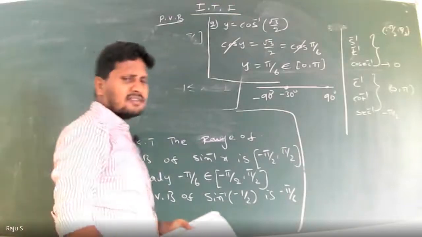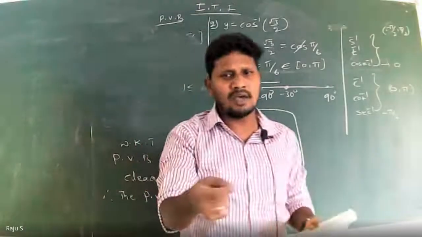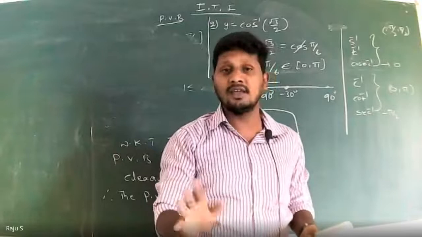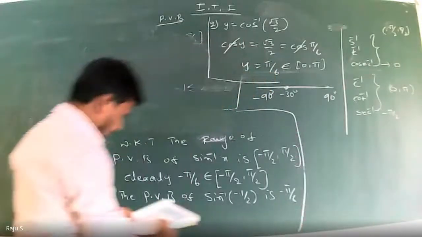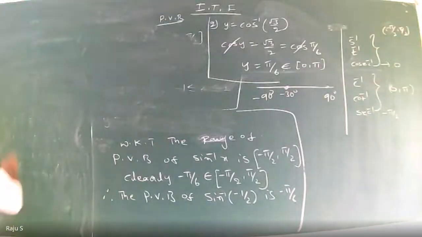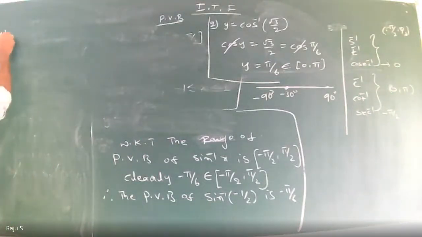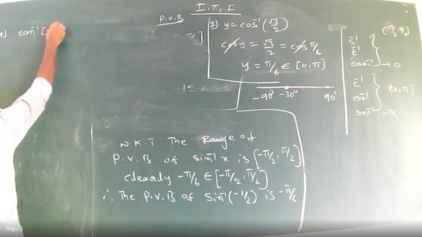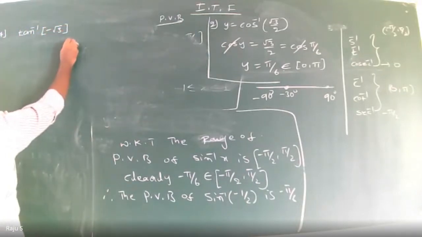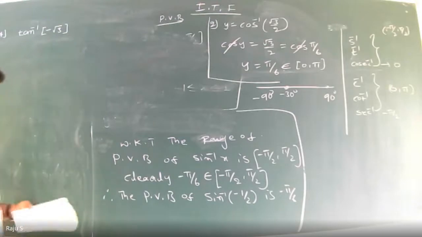All the problems we can say directly if it is a positive value. But if it is a negative value, we cannot say directly. For example, tan inverse, fourth question, if you see here, tan inverse of minus root 3 is given. Let's do it.